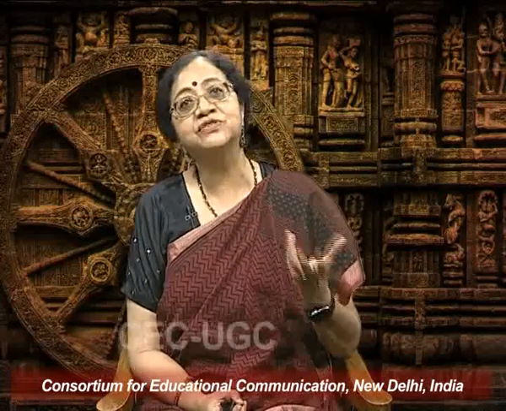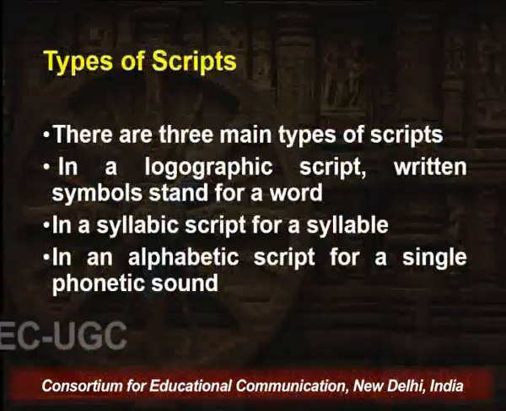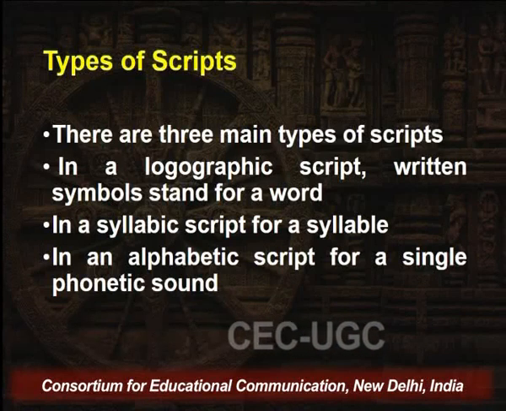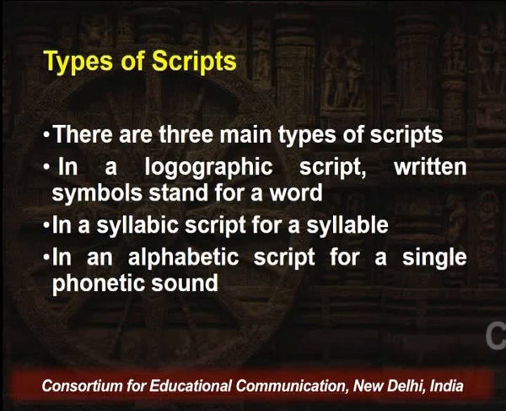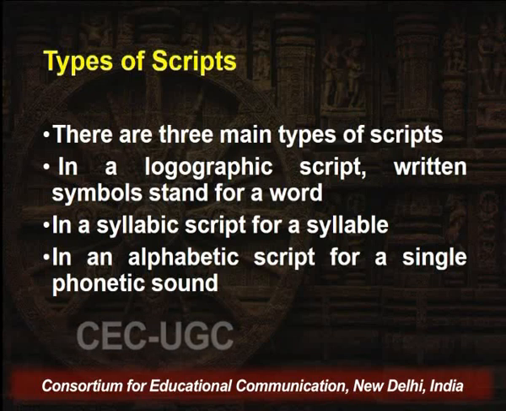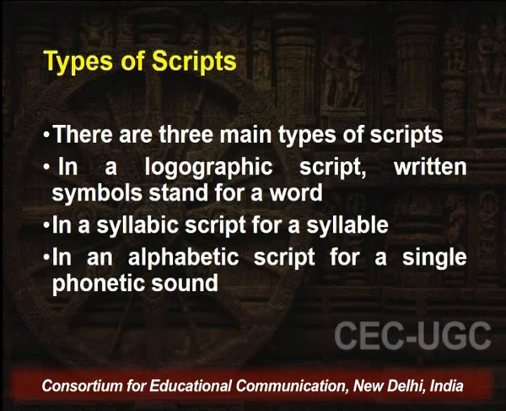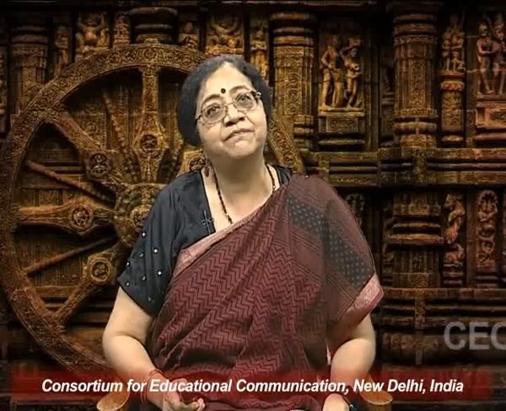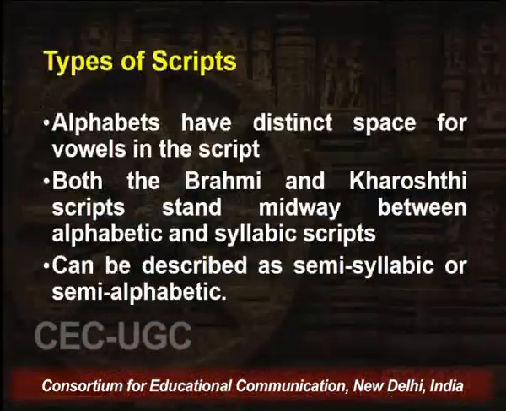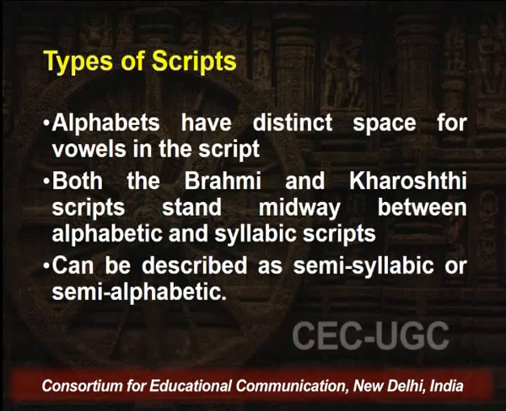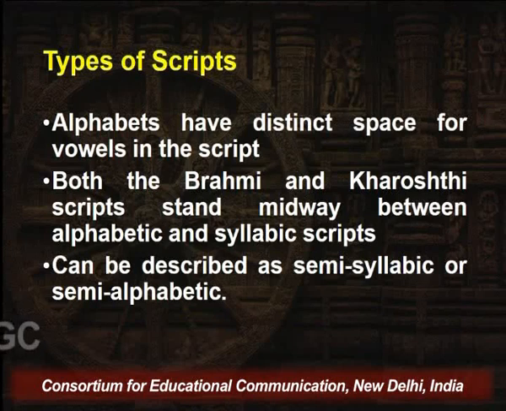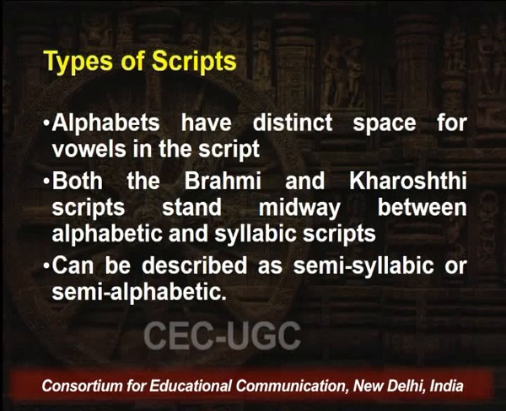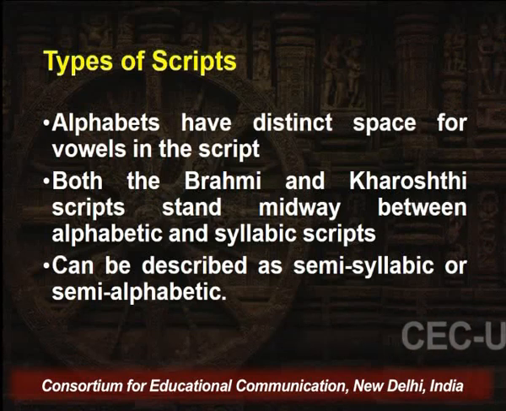Let's also look at the kinds of scripts that we have and how scripts really evolved, now that we are studying epigraphy. There are 3 main kinds of scripts. The logographic script first, which is written in symbols. Symbols stand for some word. The syllabic script, where there is a syllable, which is like a half vowel, and then the alphabetic script, where a single letter stands for a phonetic sound. Now, alphabets are distinct in the sense that they have both vowels and consonants. So both the scripts that we are talking about, Brahmi and Kharoshthi, the earliest of the scripts that we have been able to discover, stand midway between the alphabetic and syllabic scripts, so they can be described as semi-syllabic or semi-alphabetic.